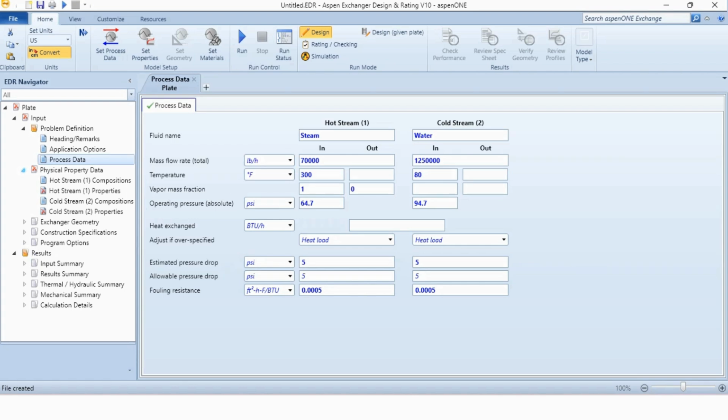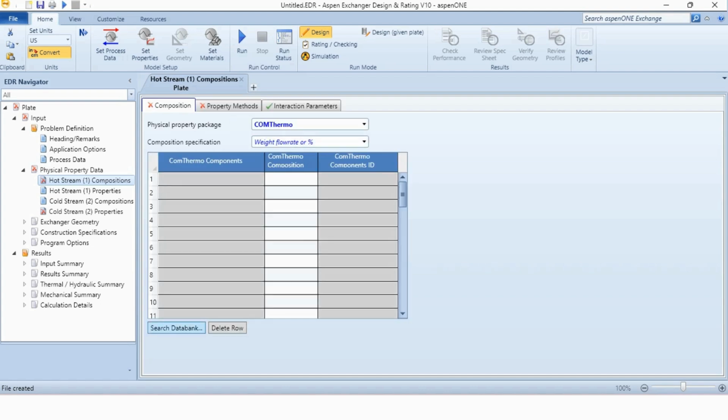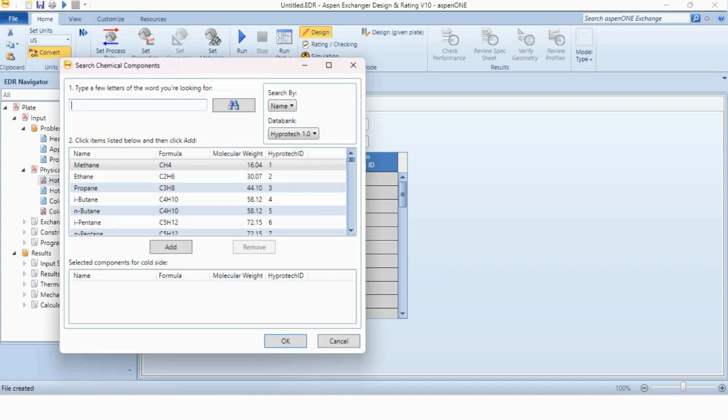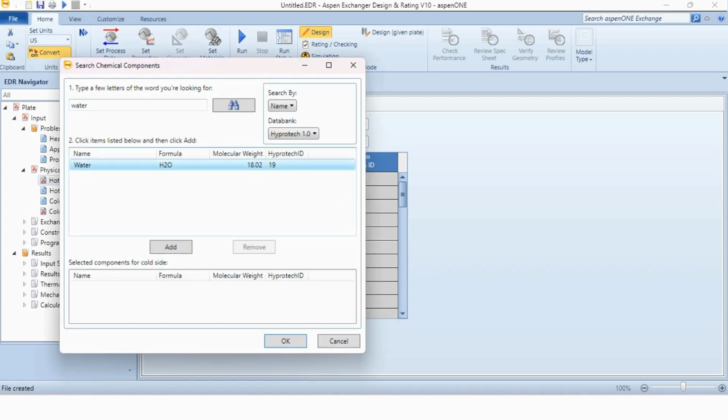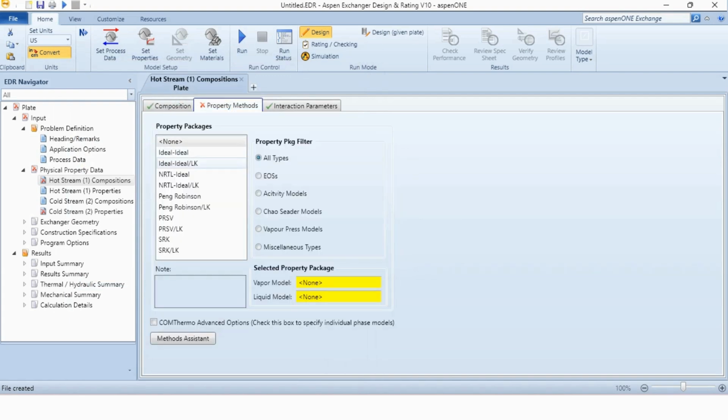Now going to the physical property data, we will have to define the compositions here. Going to the composition, instead of user specified properties, we will select COMThermo. We will again go to the search data bank and search for water. We will add it. Composition is 1 because only a single component is involved. Going to property method, we will specify IDEAL-LK as the property method for our system.